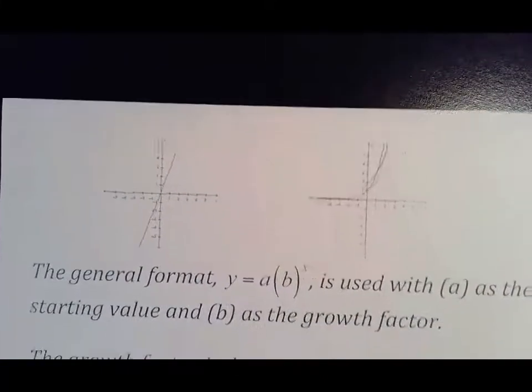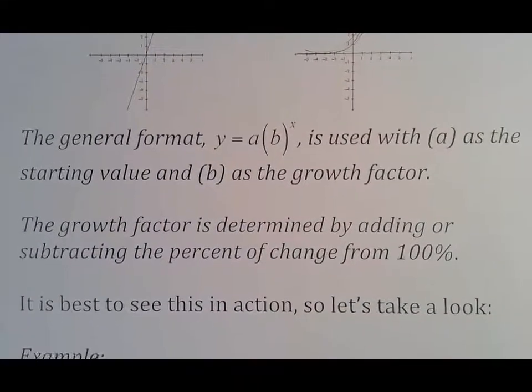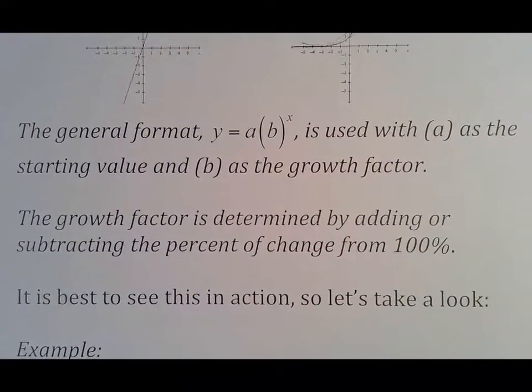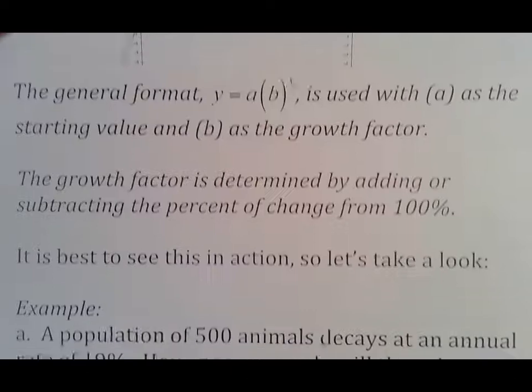All right. So in the general format, which is a times b to the x, a is what we call the starting value. You need to know that. It's your starting value, and b is your growth factor. In other words, how is the initial value changing? The growth factor is determined by adding or subtracting the percent change from 100, or considering doubling, tripling, and so on, which I think is one of the problems on your work, but we'll talk about that.